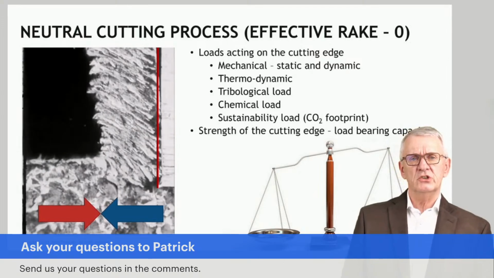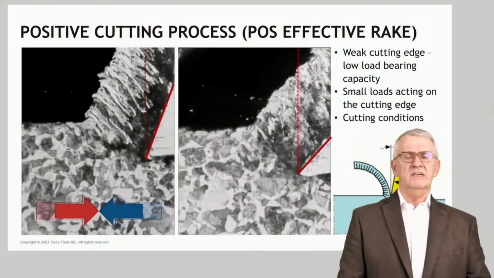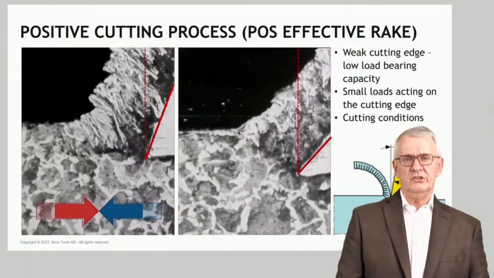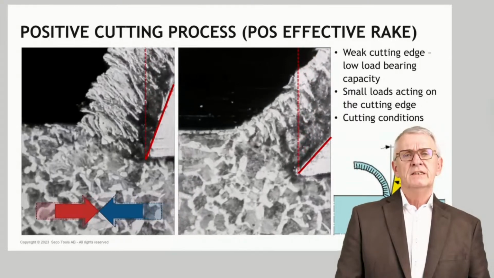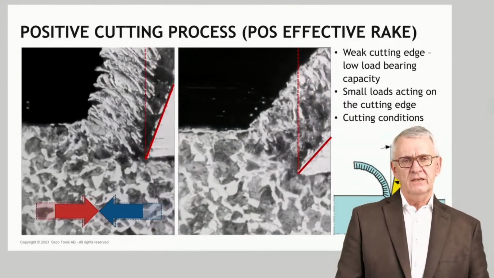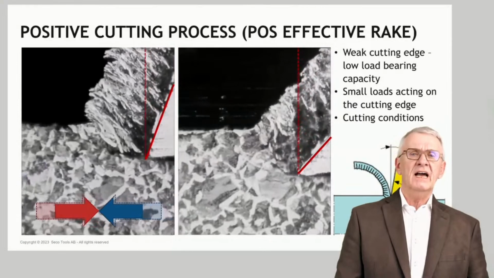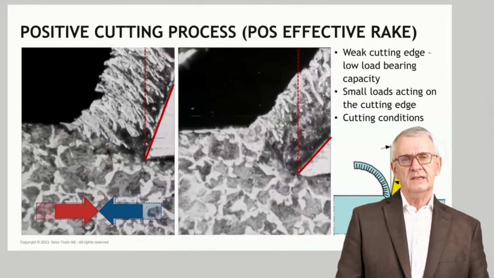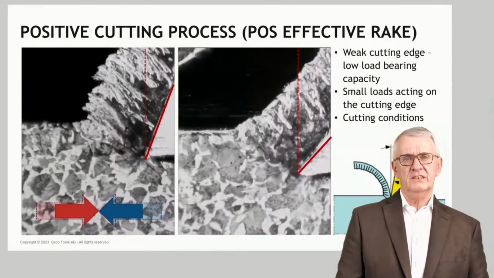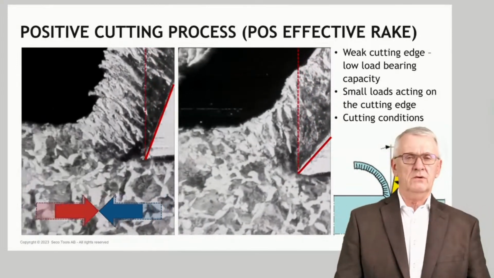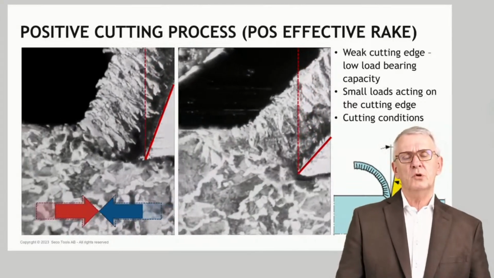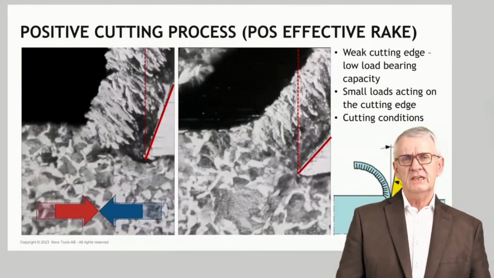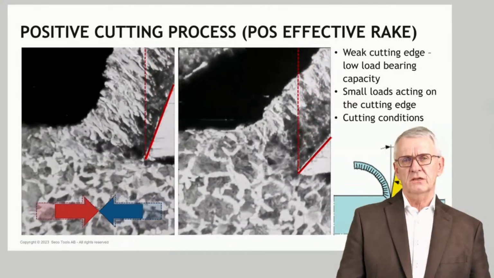Now, compared to this neutral cutting, you can have a situation where we refer to the geometry as a positive cutting geometry. The angle between the cutting direction and the rake face, the cutting rake, is bigger than 90 degrees. That's how we agreed upon it. We call this positive cutting. We have a positive effective rake. And you see here quite a different process now.